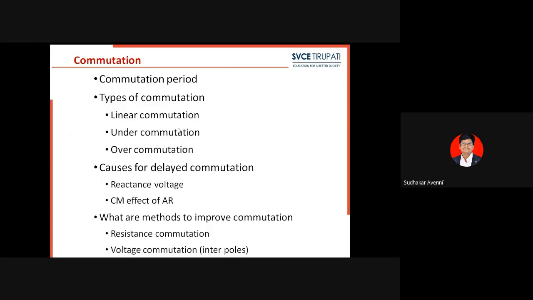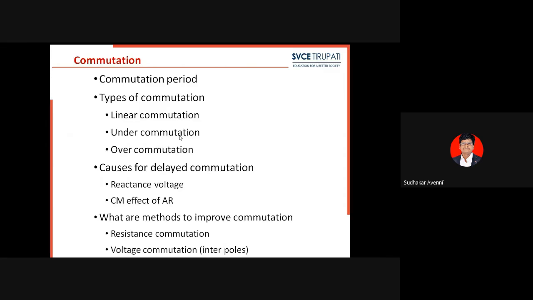Next, over commutation. If the time required for the current reversal is less than the commutation period, then it is said to be over commutation. Next, under commutation. If the current reversal takes place after the commutation period, then it is said to be under commutation or delayed commutation. Practically, the commutation will be under commutation.